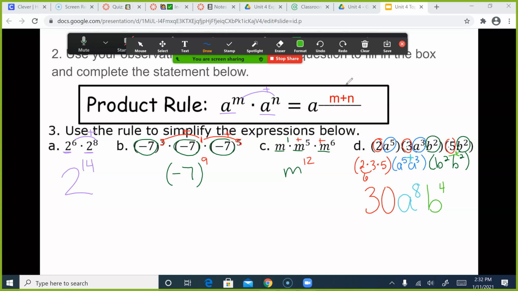Technically you can write all of this out. I mean, good luck when they start getting really big numbers. So if you wanted to, you could write 2 and 5 a's, 3 a's, and 2 b's, and 5 with 2 b's. And then you can combine them all together. 2, 3, and 5 is 30. Count up all your a's together, there's going to be 8 of them. Count up all your b's, there's going to be 4. You can do that right now, and it's fine.